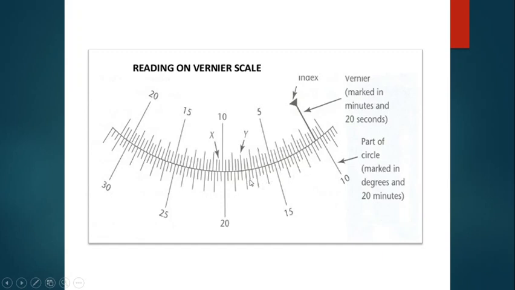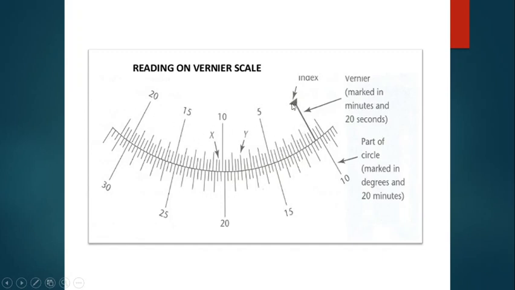And anywhere, if I measure somewhere here 15, after that it is 16, 17, so it must be 17 degrees 20 minutes, and 17 degrees 40 minutes, and similarly 18 degrees. So like this, the main scale is divided, and you can see each individual graduation. Now let us understand the vernier scale.